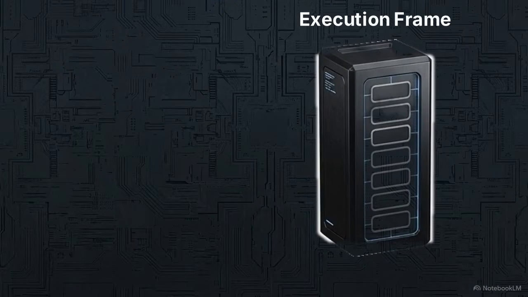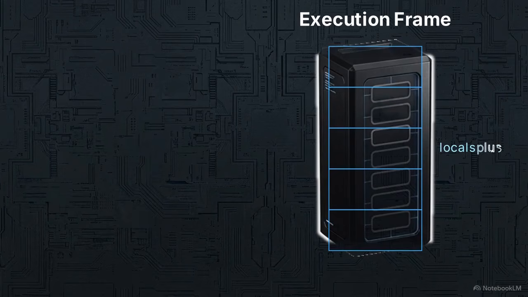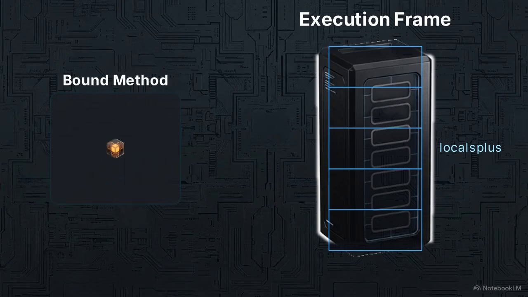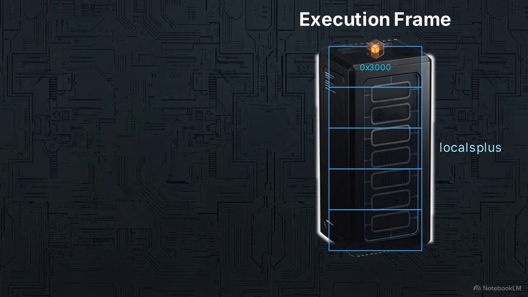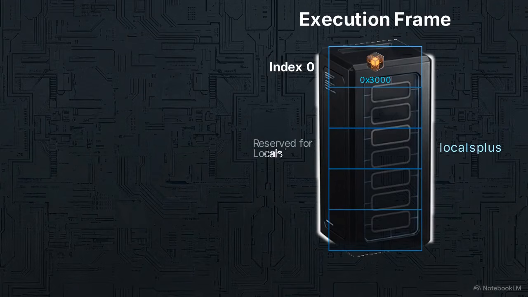It is a temporary, highly structured memory block. Watch our instance pointer at 0x3000. It physically detaches from the bound method and securely injects into index 0 of an array called localsplus inside the frame. Localsplus is a contiguous block of memory optimized specifically to store local variables and intermediate stack data. Because the code object expects the self parameter to be at index 0, this specific injection is how self receives its actual runtime data.